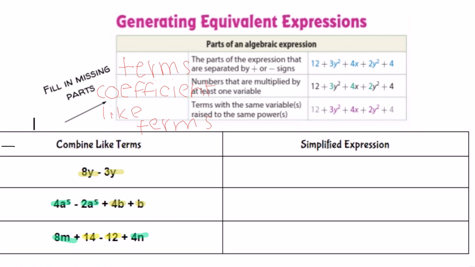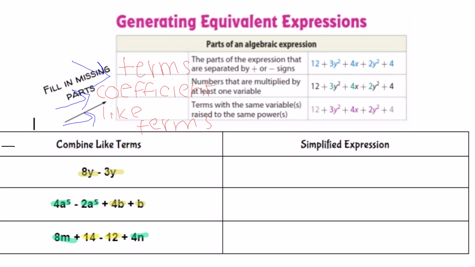These notes go over generating equivalent expressions and how to combine like terms. The fill in the blank at the top is really sloppy, but what this word says is terms, and those are the parts of the expression that are separated by plus or minus signs. And then coefficients are the numbers that are multiplied by at least one variable, and you've heard the word coefficient before. It's the number that's attached to the letter when you're multiplying. And then like terms are the terms with the same variables that are raised to the same powers.